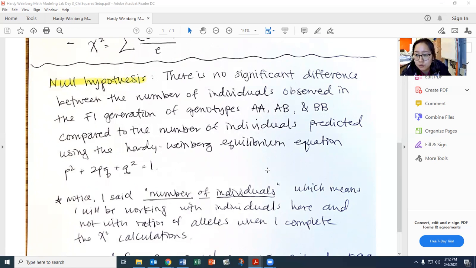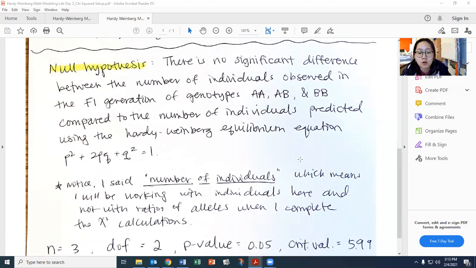And even before going into doing the actual chi-square calculations, you already know that we are doing AA, AB, and BB. So we have 3 groups, which means n equals 3. Therefore, degrees of freedom is n minus 1, 3 minus 1 equals 2. And we're using a p-value of 0.05 as always.